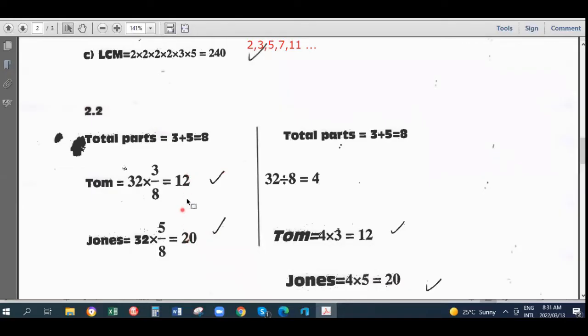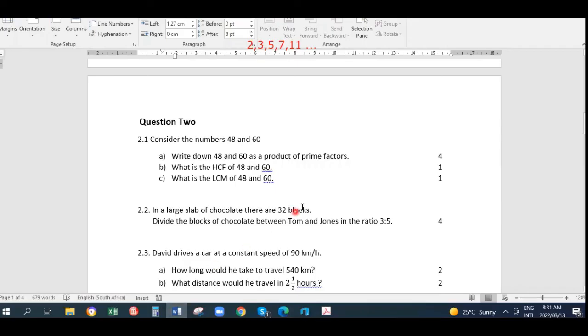When you add this, 20 plus 12 gives you 32. So you know you have shared all 32 blocks between Tom and Jones. So you know your answer is correct. The next question has to do with ratio.